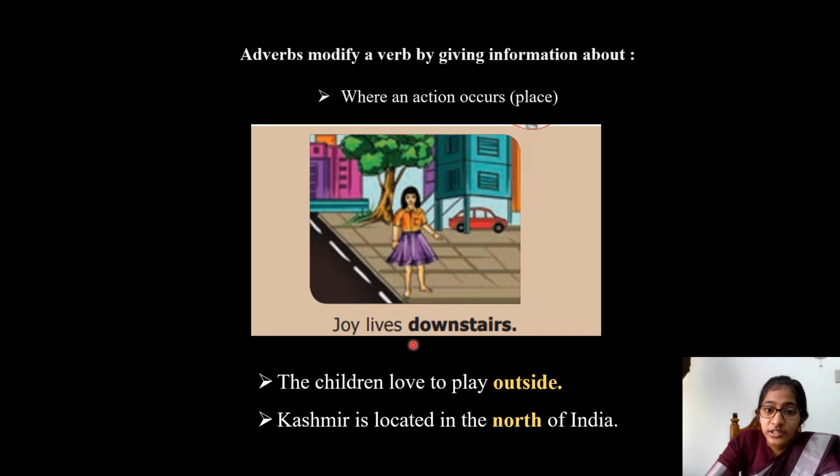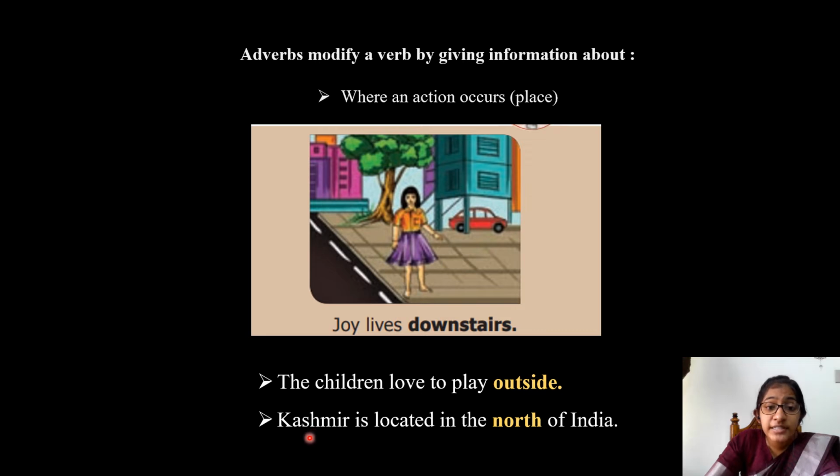So we got the information about where Joy lives. That is downstairs, where an action occurs. That is the place, right? Another example: the children love to play outside. The children love to play. Where do they love to play? They love to play outside. So where an action occurs, that is the place.